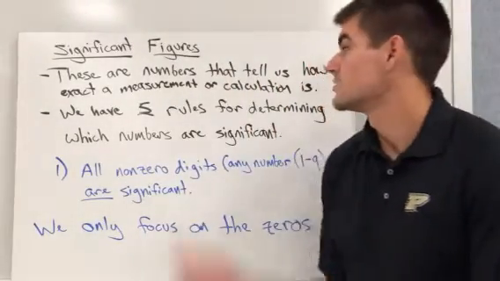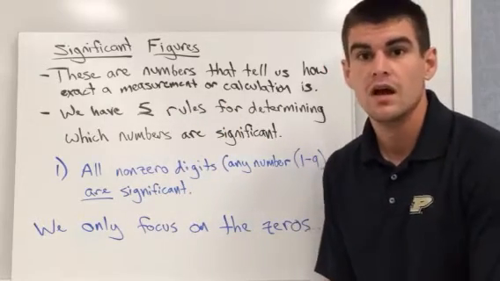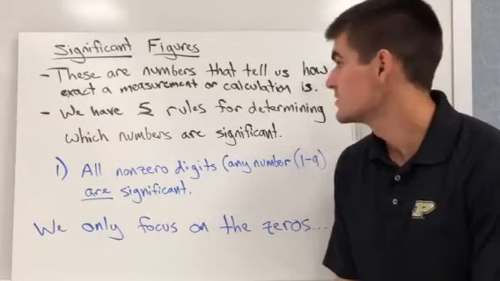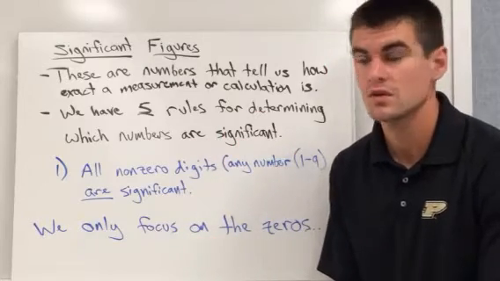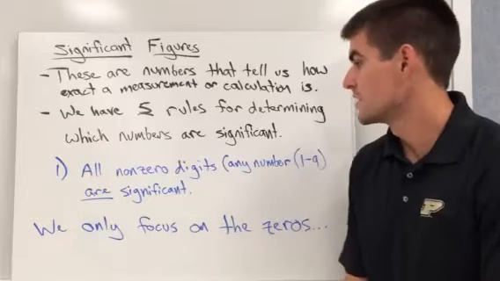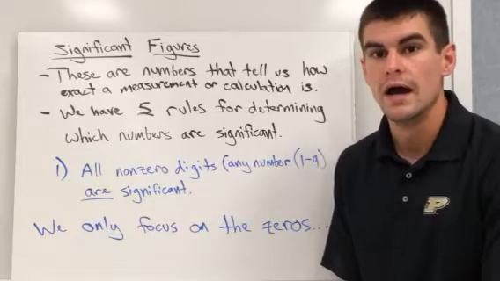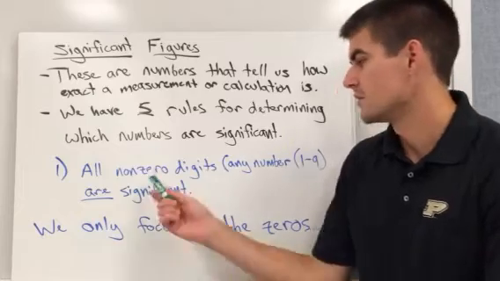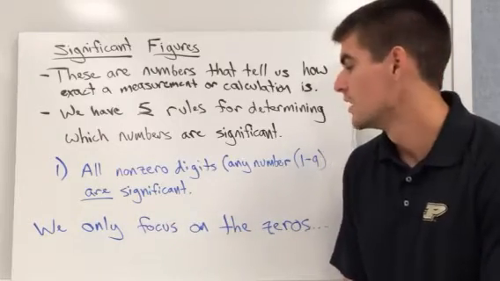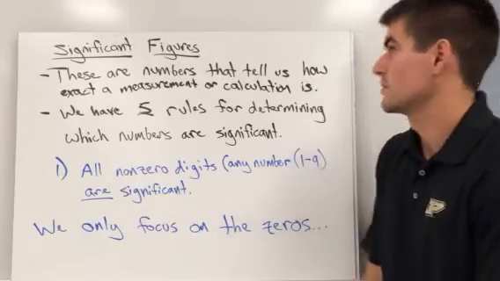Today's lesson is on significant figures. These are numbers that tell us how exact a measurement or calculation is. We have 5 rules for determining which numbers are significant. The first one: all non-zero digits, so any number 1 to 9 that's not a zero, are significant. So that means we're only going to focus on those zeros.